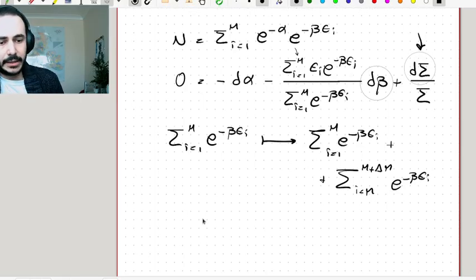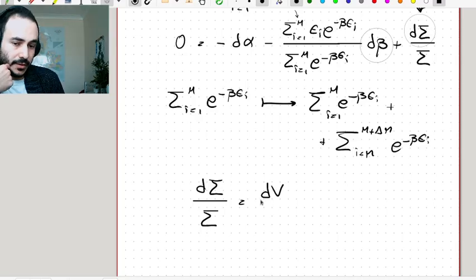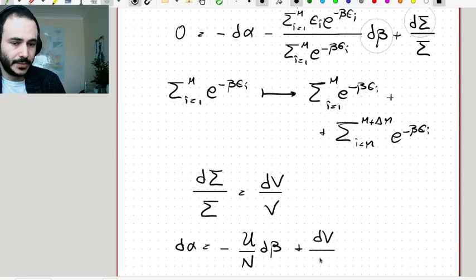And just hand-wavily, I'm not going to be very accurate here, let's say that the relative change in the sum is going to be the same as the relative change in the volume. It has to be. If this change is coming from a change of volume in my process, then this has to be the case. So when I write the differential of alpha, what I'm writing is minus the internal energy divided by n, d beta, which is this term here, plus this additional new term, the differential of volume divided by volume.